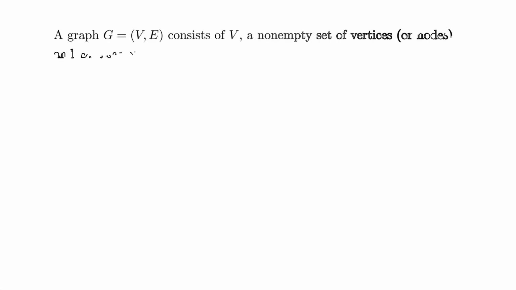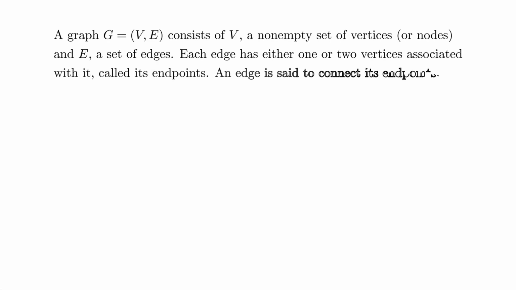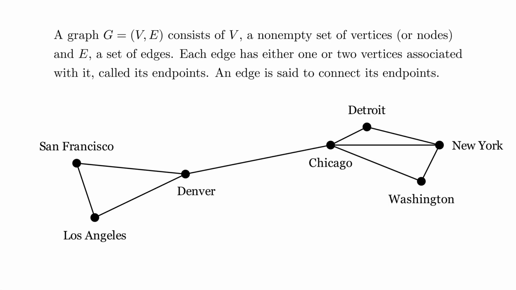A graph G consists of V, a non-empty set of vertices or nodes, and E, a set of edges. Each edge has either one or two vertices associated with it, called its endpoints. An edge is said to connect its endpoints. A computer network can be modeled using a graph in which the vertices of the graph represent the data centers and the edges represent communication links.